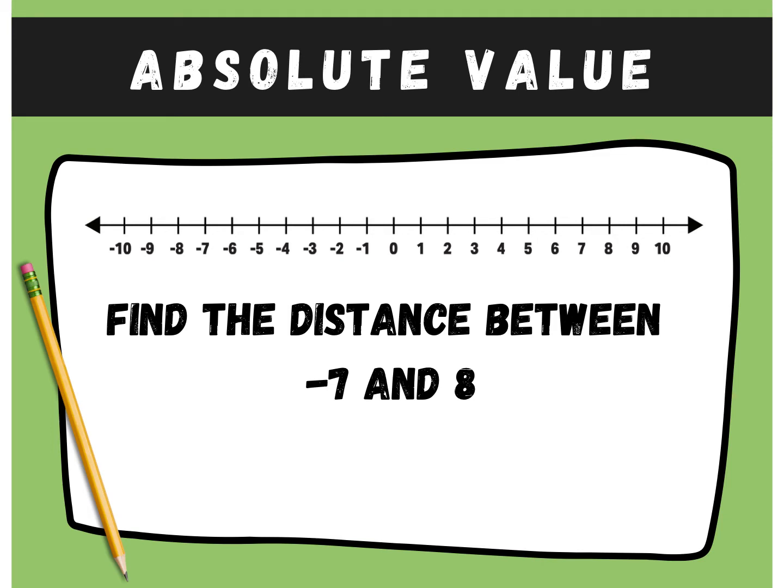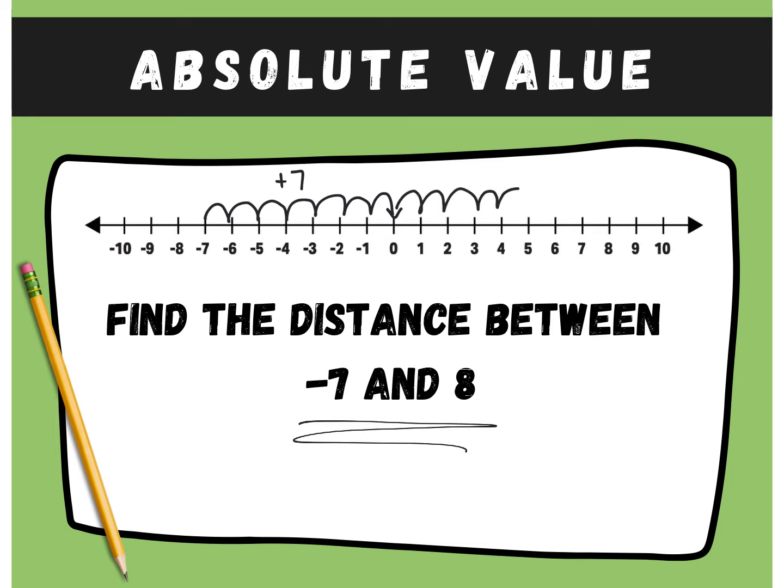So for example, here it asks me for the distance between -7 and 8. If I want to know the distance between two numbers, I'm really looking for how many hops, how many steps or how many units it would take me to get from -7 to 8 or vice versa. If I go from -7 to 8, I'm going to hop 7 times to get to 0. So I'm going to write 7. And then from 0, I'm going to hop 8 more times to get to 8, which tells me that I have to go 7 hops and 8 hops. So the total distance between -7 and 8 is 15, and we'll say in this case, units.